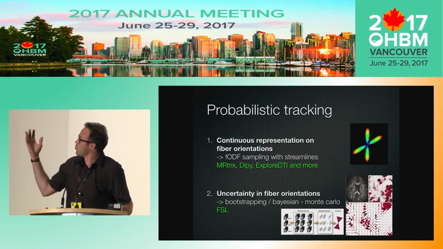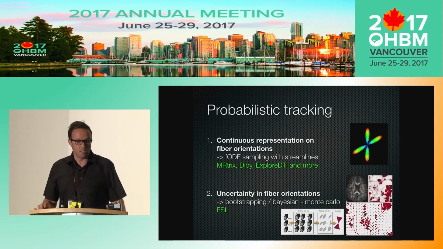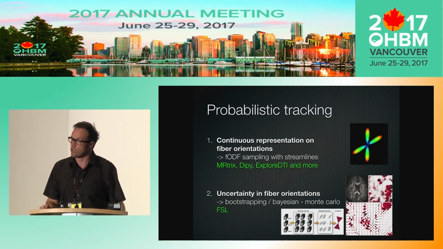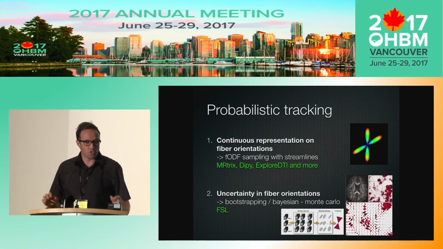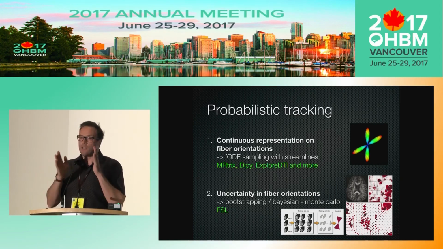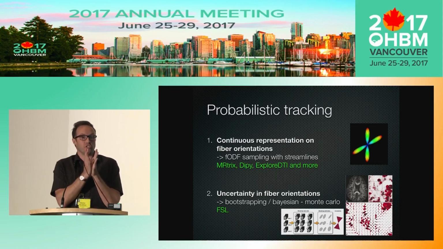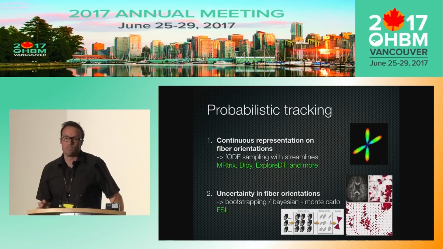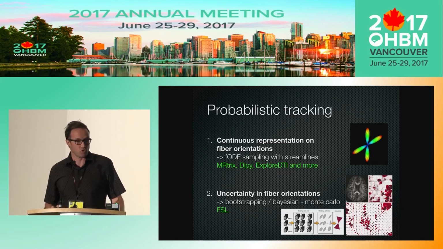The first one is the one that's mostly implemented in MRTrix, DIPY, Explore DTI, where you see the fiber ODF as a continuous representation of orientations, and then probabilistic tractography is a way to sample this fiber distribution, as opposed to the second category of techniques that are mostly based on Bayesian modeling and bootstrapping, where you see fiber orientations as being sampled in a cone of uncertainty. So your diffusion data has some sort of uncertainty in your principal direction. You can estimate this uncertainty and take that into account in your probabilistic tractography algorithm.